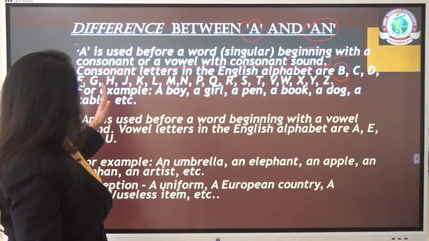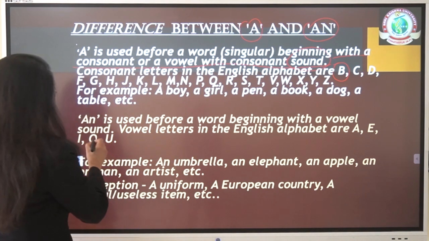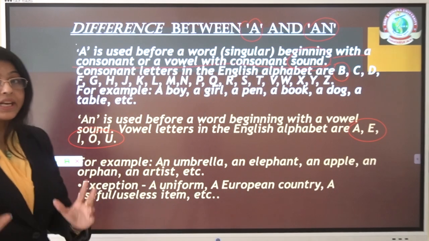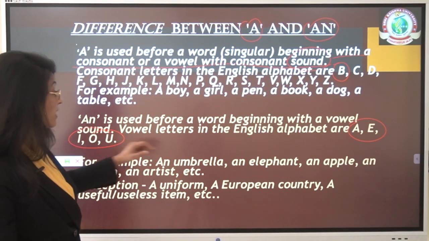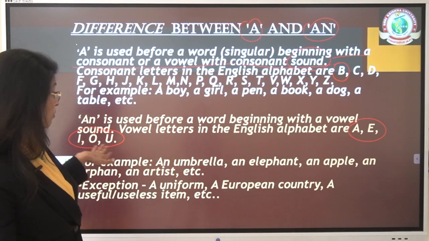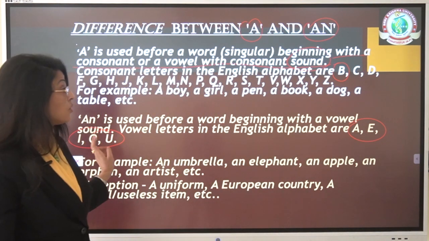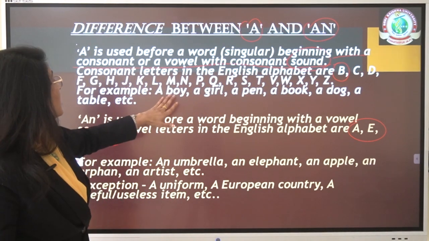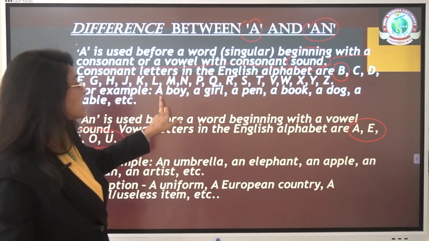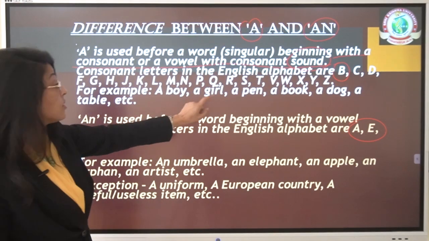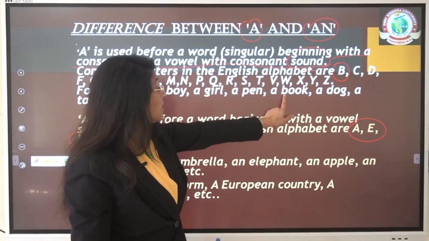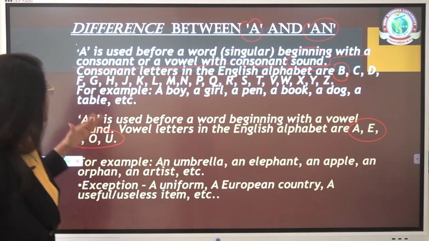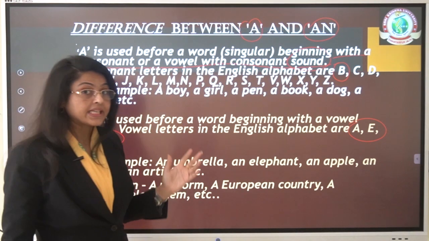Okay? Here, let me tell you what the vowels are. As it shows here, in the series of the English alphabet, there are 5 vowels. Apart from these 5 vowels, which are A, E, I, O, U, all the alphabets fall under the consonants. Here, if you see the examples, a boy, b sound, a girl, g sound, a pen, p sound, a book, at the beginning, b sound, a dog, at the beginning, d sound. Now, there are exceptions as well.